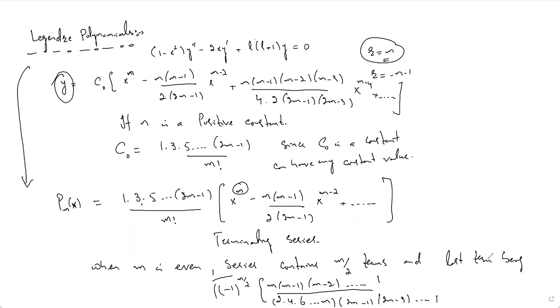Similarly, if m is odd, this is from this very equation which we call a Legendre polynomial. Again, if m is odd, then this series ends up with 1 by 2 into m minus 1 terms.